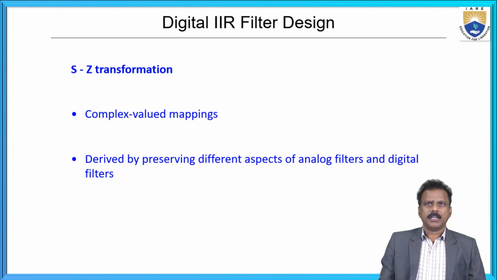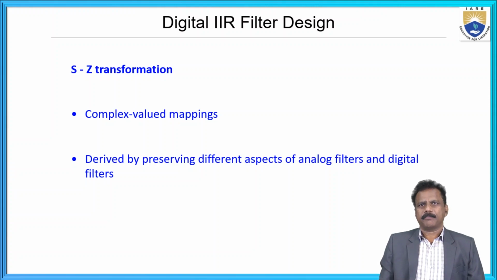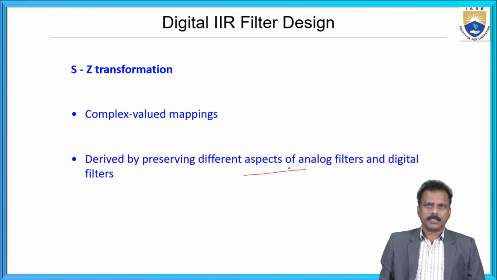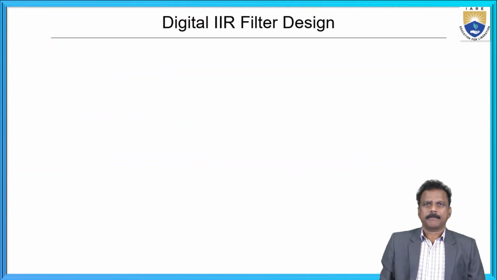Now coming to the digital IIR filter design. We will use the S to Z transform, a complex valued mapping, to design the digital infinite impulse response filter. The complex value mappings are derived by preserving different aspects of the analog filter and the digital filter, in your digital IIR filter designs.